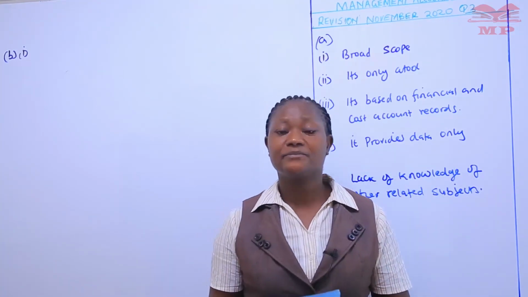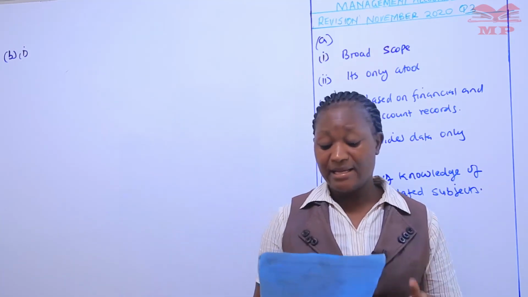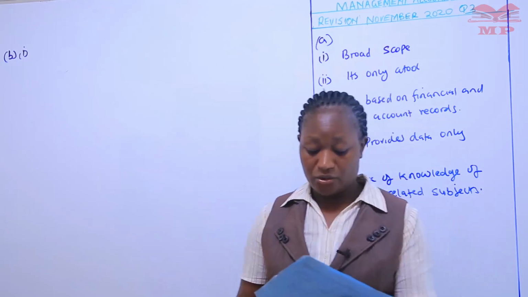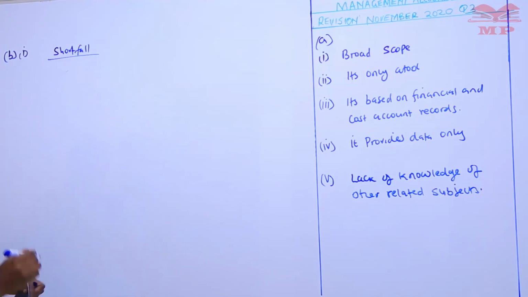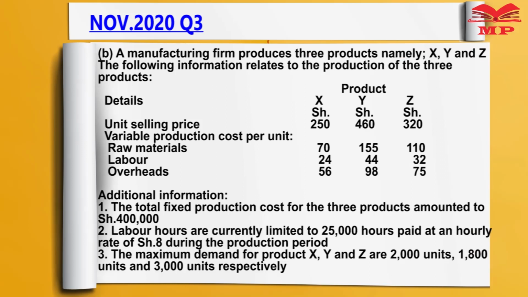So whenever you are given such a question, what you need to consider is whether labor hours is a limiting factor. So to prove whether labor hours is a limiting factor, we calculate in note number 1 what we are referring to as a shortfall. So we'll begin by doing that. How do we calculate a shortfall? In note number 3, we were told that the maximum demand for products X, Y, and Z are 2,000 units, 1,800 units, and 3,000 units. And then we have been told that labor hours currently are limited to 25,000 hours, paid at an hourly rate of 8 shillings during the production period. So that means that labor hours is likely to be a limiting factor.